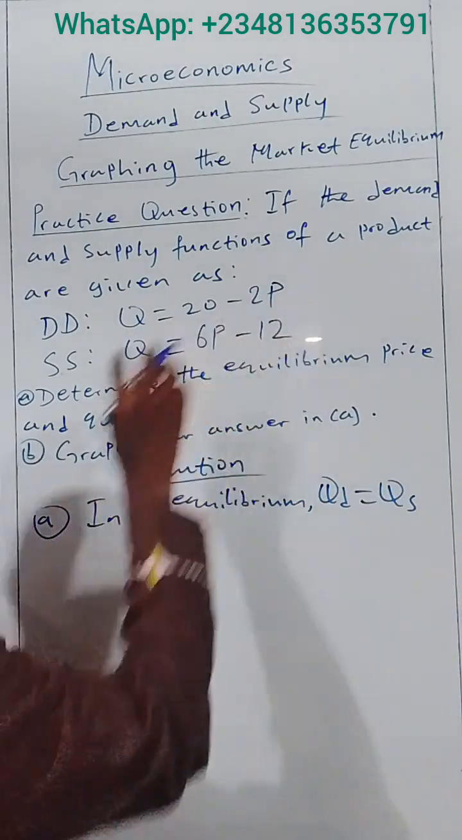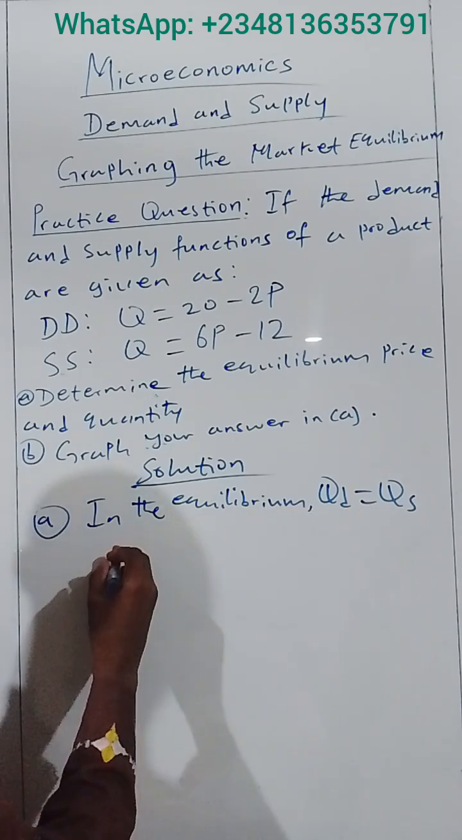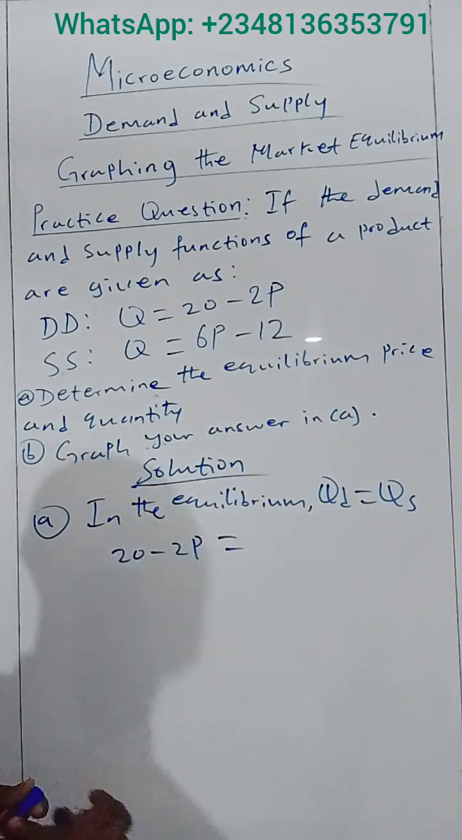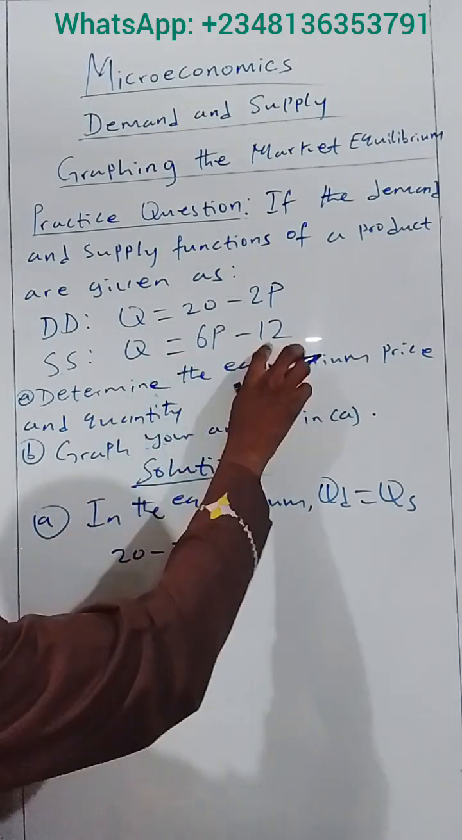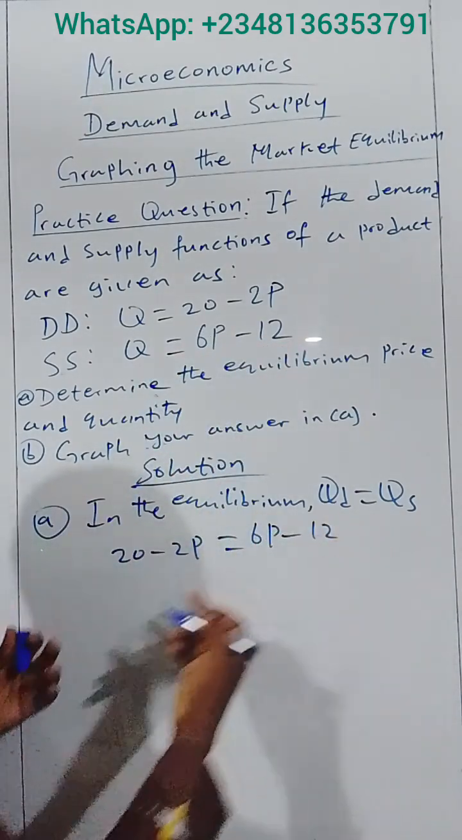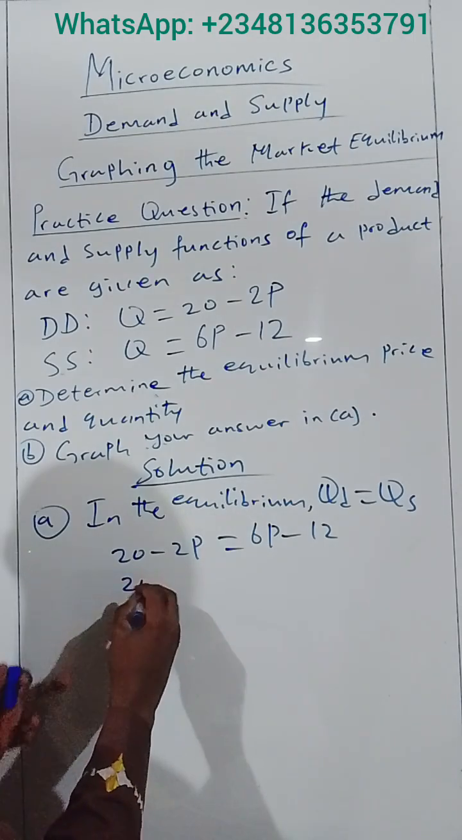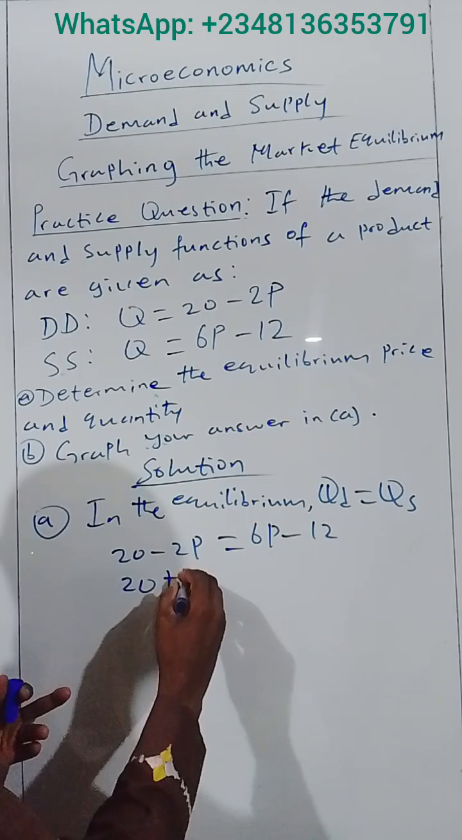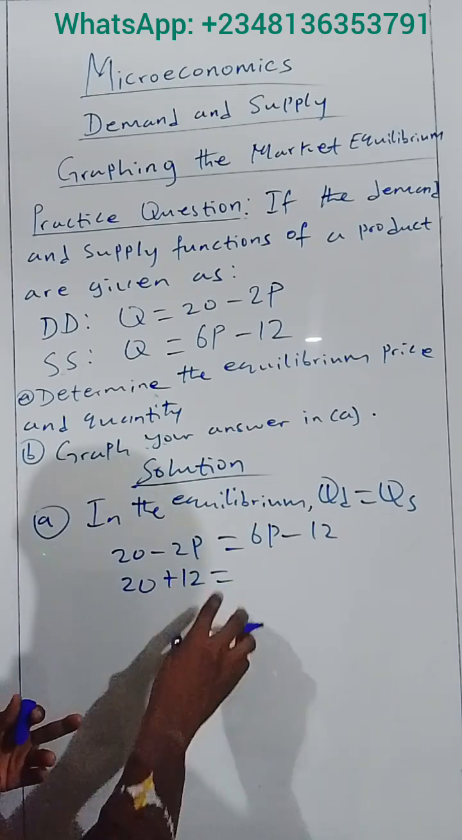And this represents our quantity demanded. So we are going to put that we have 20 minus 2P equals the quantity supplied. What is the quantity supplied? This represents quantity supplied. We have 6P minus 12. Then we collect the like terms here. We have 20. We take this minus 12 to this side. It becomes plus 12. Then equals.